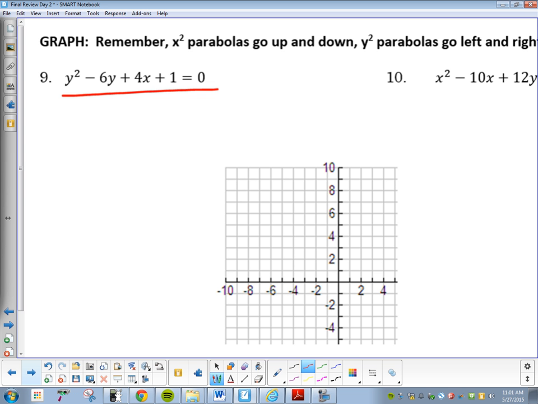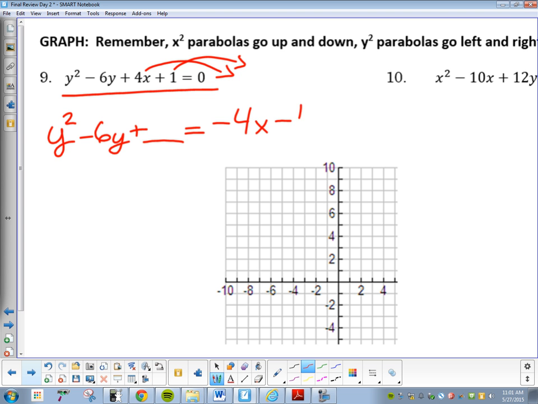So what are we going to do on this step to organize, Morgan? One's got to go to the other side. What else has to go to the other side? The 4x, because the only thing that's going to stay on this side are the squared things. So y squared is here, minus 6y is here, plus a blank, and nothing else is squared, so everything else has to go to the other side. So it's going to become negative 4x and negative 1 plus a blank. There's my organized step. I had to do that first.